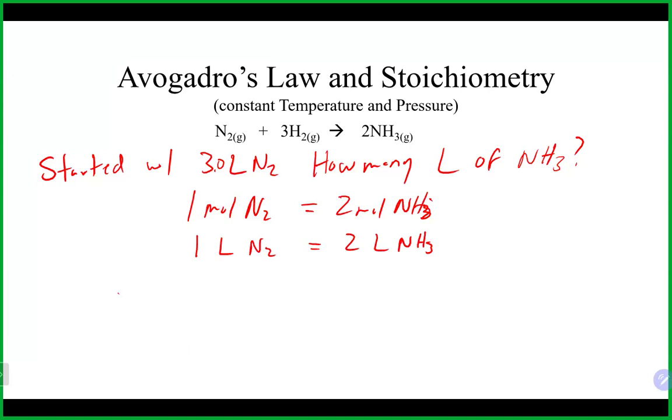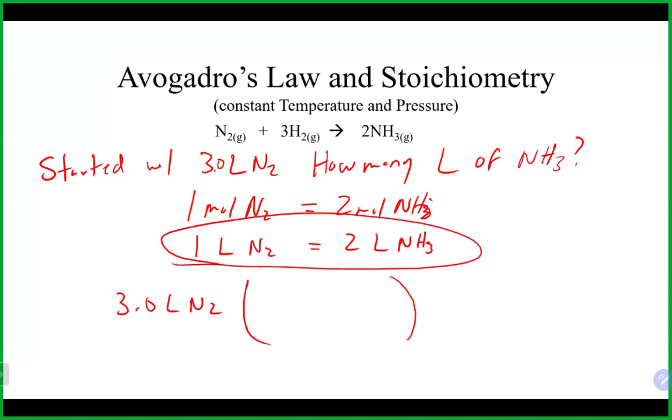So in my example here, we would have 3 liters of N2. We would actually use the Avogadro's relationship here, which means we don't have to worry about grams, moles, or anything like that. And we see that 1 liter of N2 gives us 2 liters of NH3. And in this case, we would actually produce 6 liters of NH3.